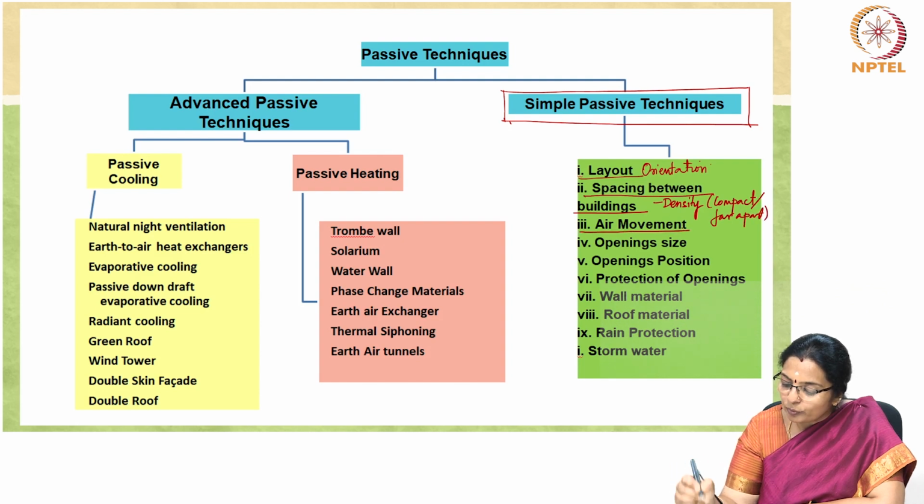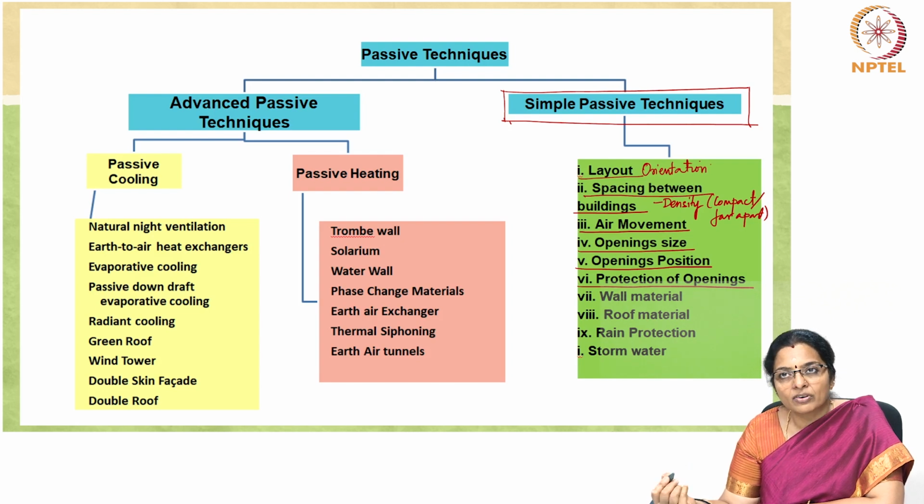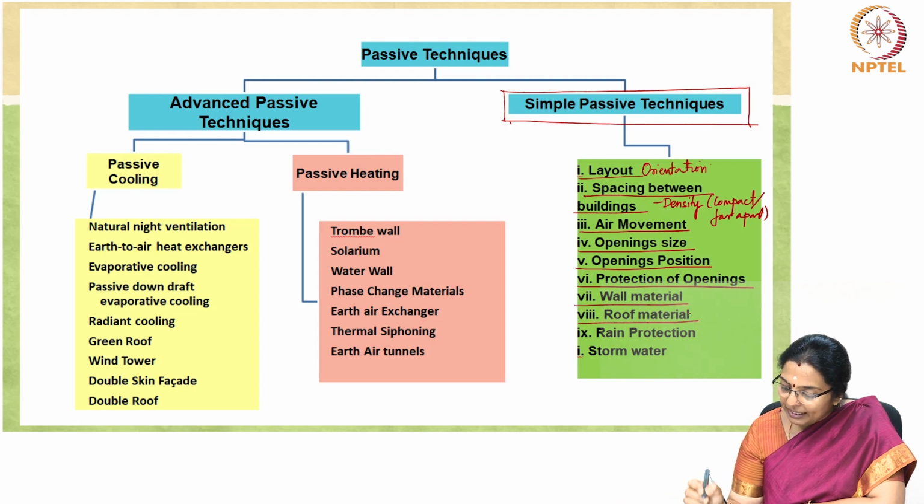Third is air movement. Fourth is by using opening size, appropriately positioning the openings, by protecting the wind openings. How do you protect the openings? Various ways are there. We can have sunshades, we can have vertical fins, we can have egg crate jalis, we can have chhajjas, long cantilevers and so on. Then walling material, roofing material, protection from rain and protection from storm water.